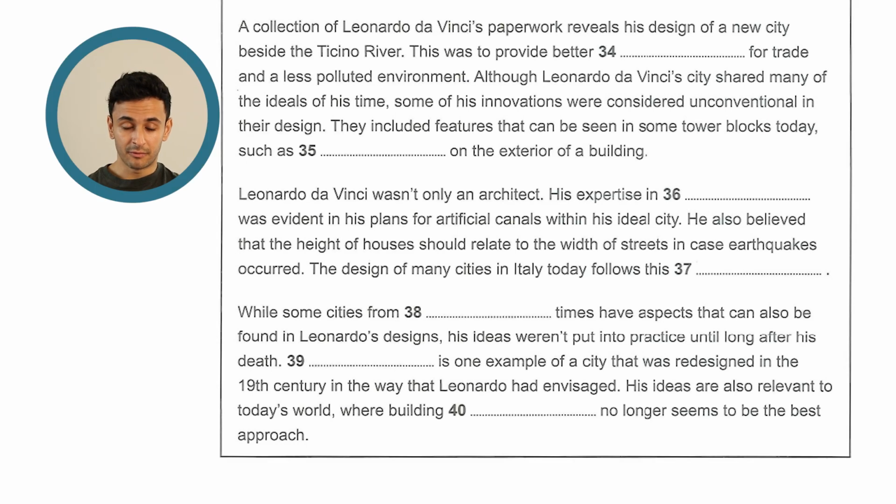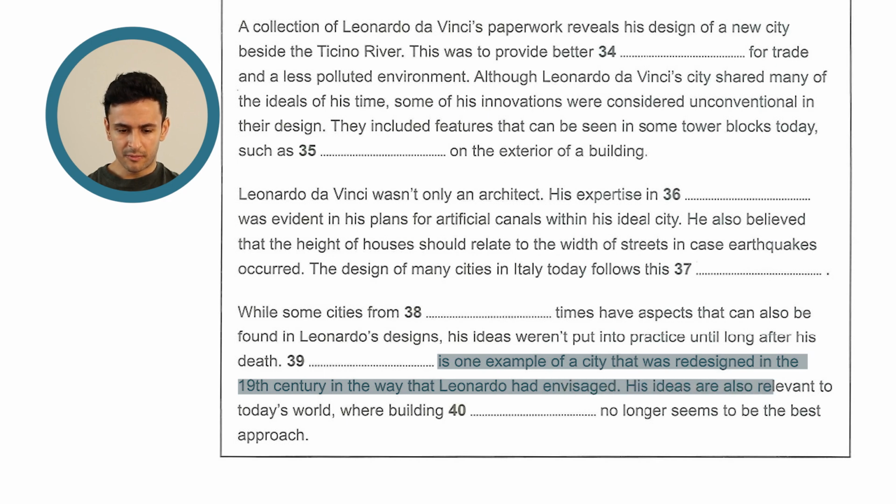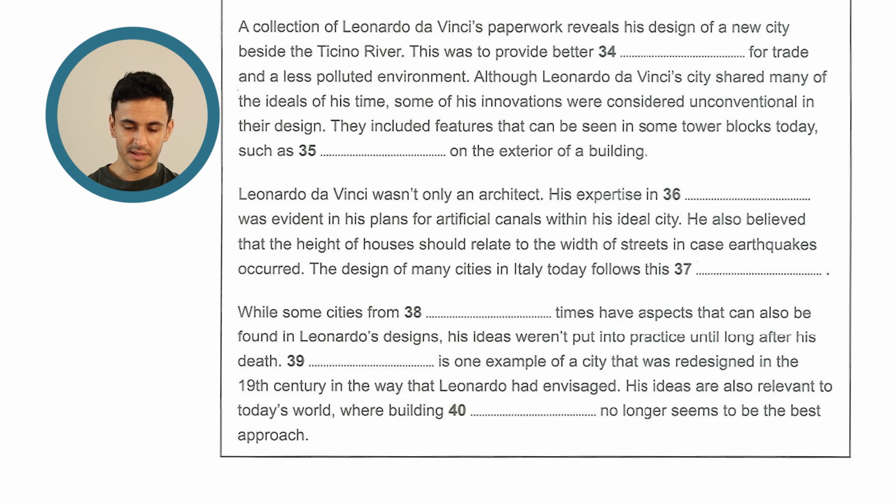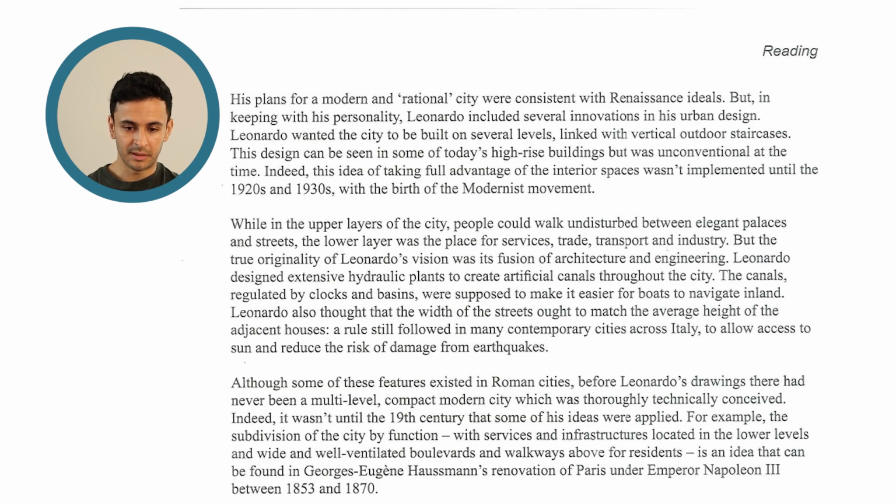Now if I continue reading, 39, which is a blank, is one example of a city that was redesigned in the 19th century in the way that Leonardo had envisaged. His ideas are also relevant to today's world. So number 39, I know that it has to be a city, the name of a city. So if we go back, and also I can focus on the 19th century, and I know that the answer should be the name of a city. We'll remember reading about those two earlier cities, Pienza and Ferrara.